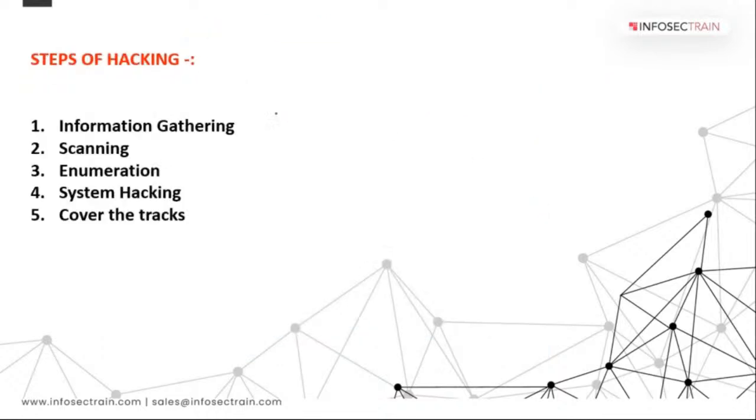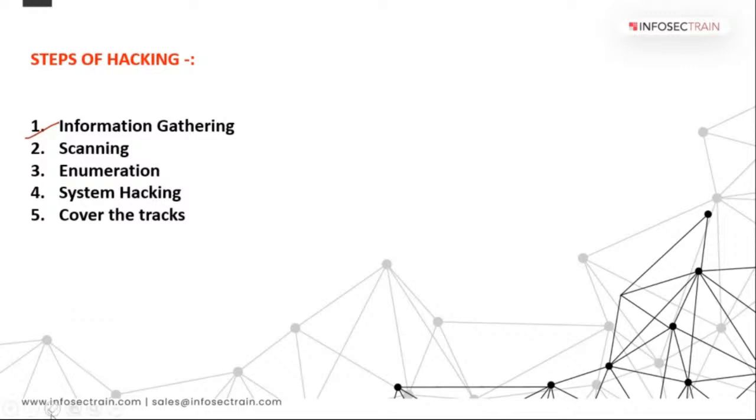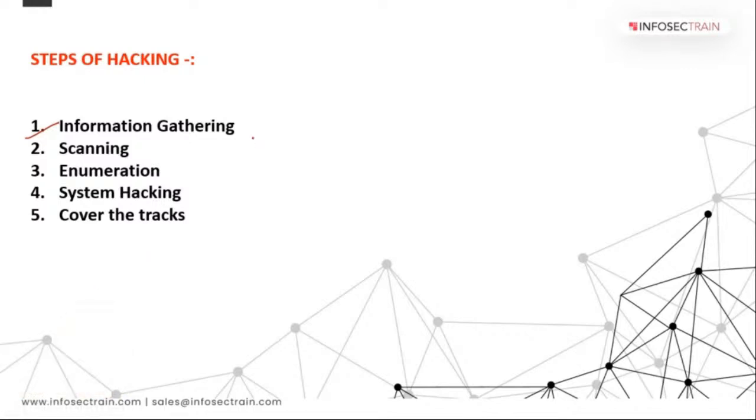Now we will move on to the steps of hacking. There are 5 steps in hacking, and the first step is information gathering. If I want to attack someone, I need to have information about that particular organization or that particular person. So that is information gathering.